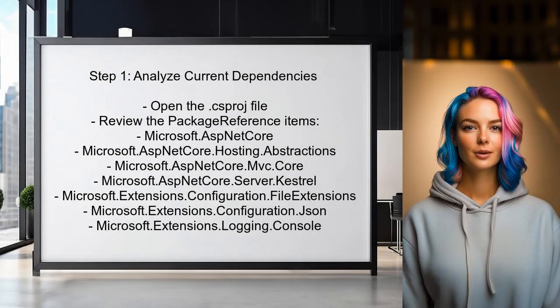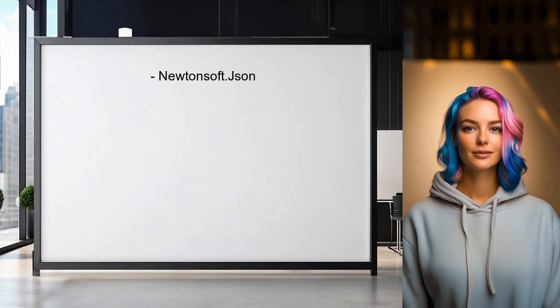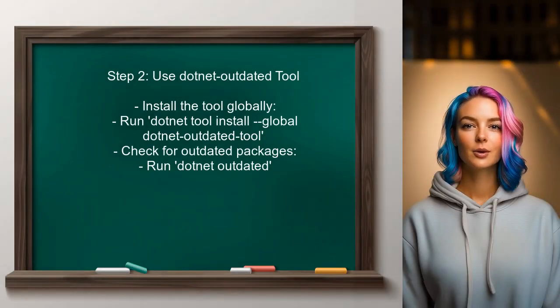To begin reducing the disk footprint of the web API, the user should first analyze the current dependencies in the project. This can be done by reviewing the project file for any unnecessary packages. Next, the user can utilize a tool called .NET Outdated to identify outdated or unnecessary packages. This tool helps in managing dependencies effectively.